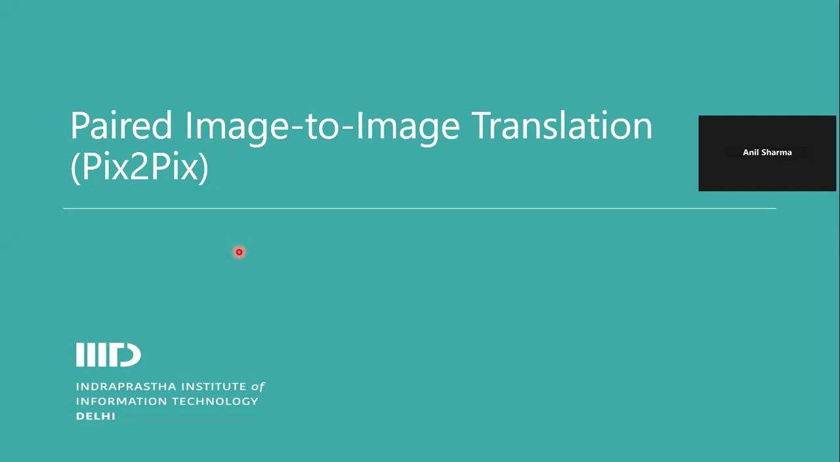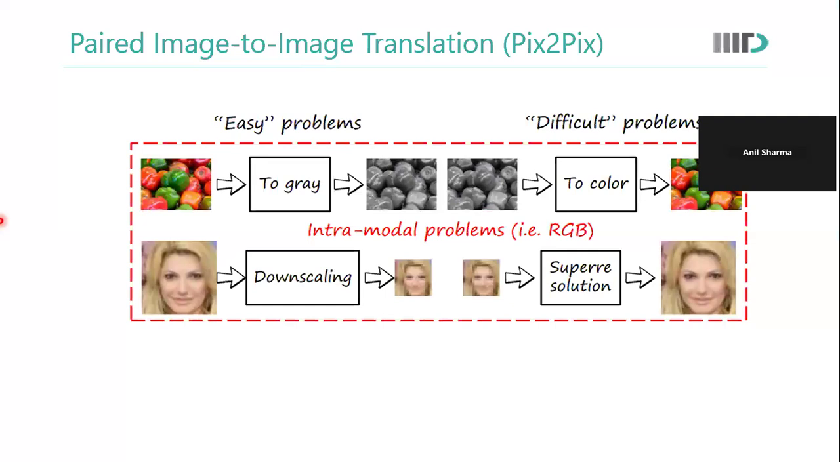Now let's go deeply into one of the models, pix2pix, which does paired image to image translation. In this lecture we will only be talking about paired image to image translation, but there are other things as well, for example, unpaired image to image translation, unseen image translation, which we will see in the coming lectures. Let's first see what paired image to image translation is.